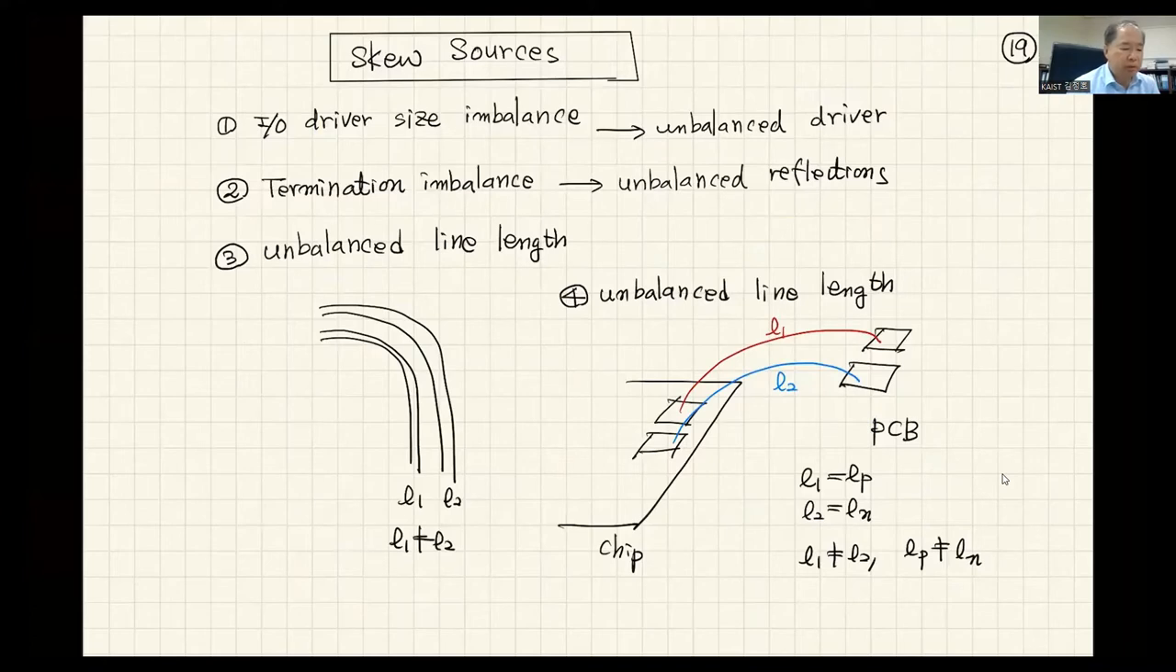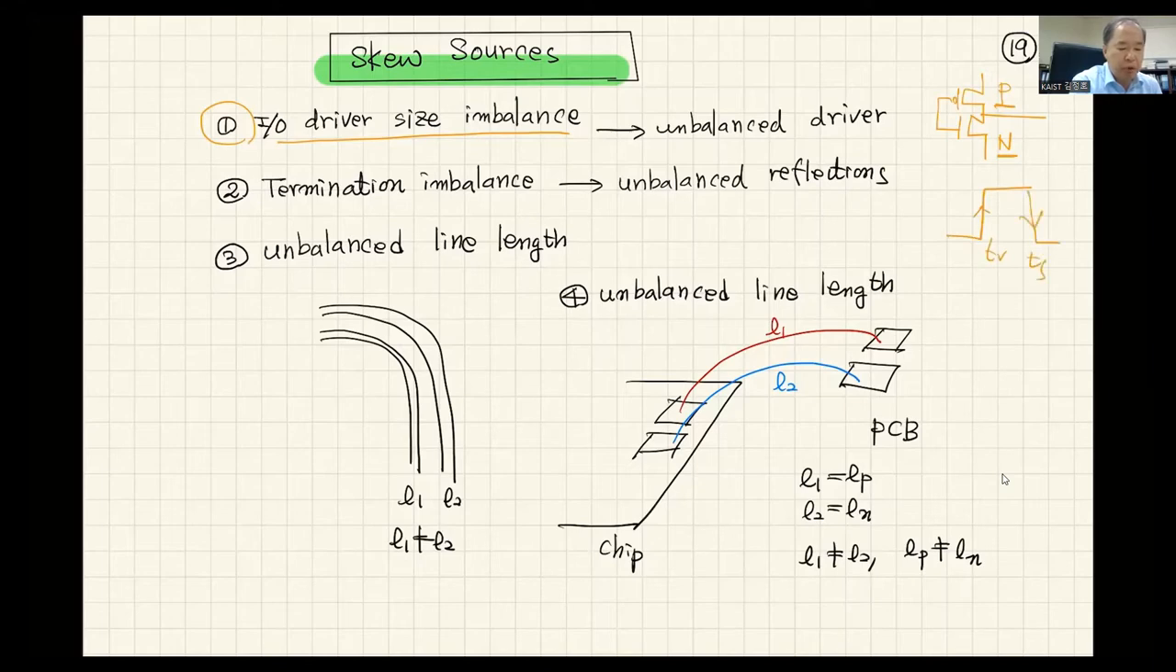Then I would like to move on to the next slide to discuss the skew sources. First one is the IO driver strength. When you are pulling up your voltage levels, probably you're going to turn on PMOS transistors. When you are pulling down your voltage at the output, probably you're going to use the NMOS transistors. The driving capability of the PMOS transistor and NMOS transistor has to be balanced. That means rising time and falling time should be balanced. So when you are designing IO drivers, you have to be careful about this driver strength imbalance.